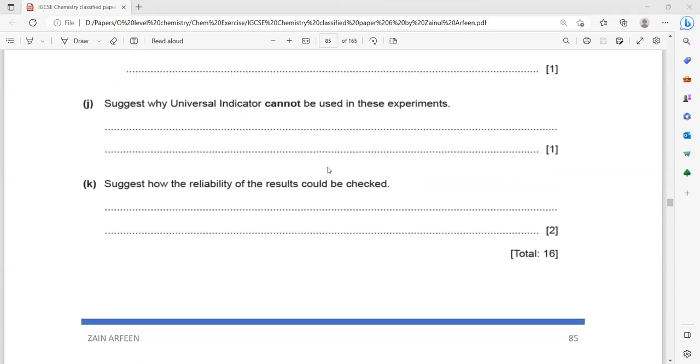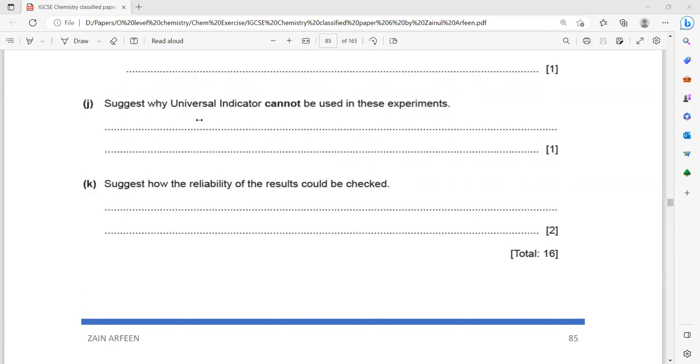Suggest why universal indicator cannot be used. It will show a range. We cannot detect the endpoint because of the color range. That's right, because universal indicator shows a transition of the color, as there are multiple color changes. In alkaline it will be blue, then in neutral it will be yellow, green, and then it will be orange, then red. So there will be a variety of color changes, so it will be difficult to identify the exact endpoint at which we know how much acid has reacted with an alkali.